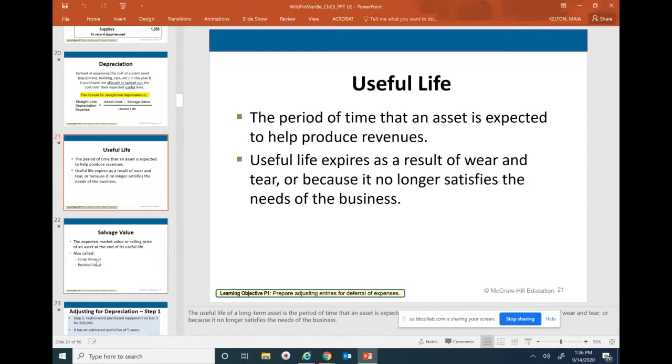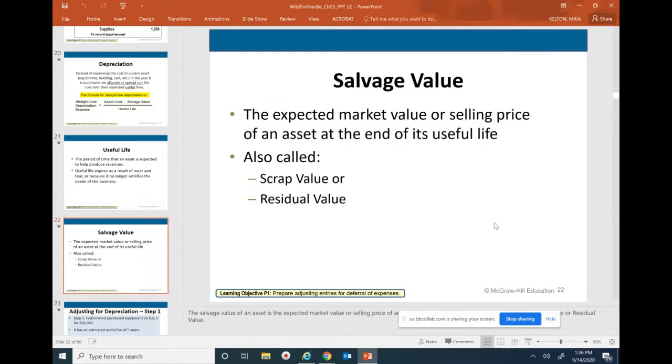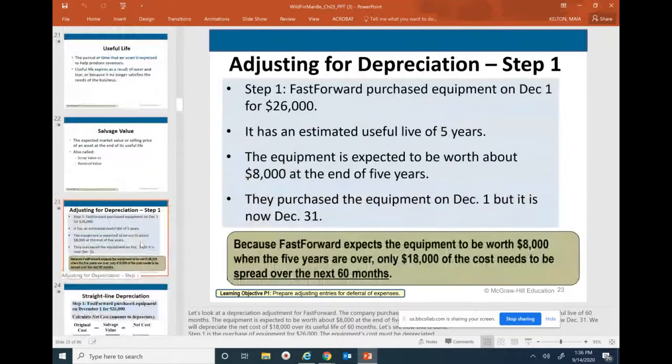The salvage value, or the residual value of an asset, is what the company expects to get for the asset at the end of its useful life. We also call salvage value scrap value. So when we adjust for depreciation, remember we're adjusting for the usage of the asset, just like we did with supplies and the prepaid insurance. So we need to look at a few different things.